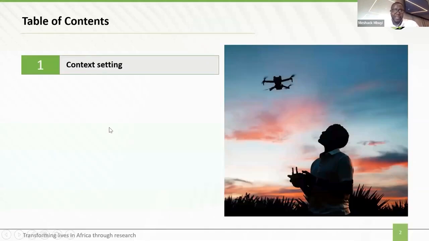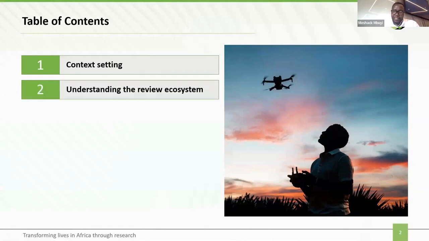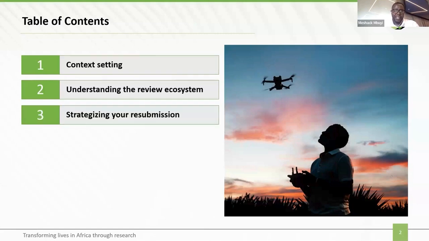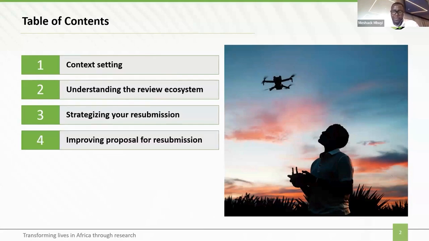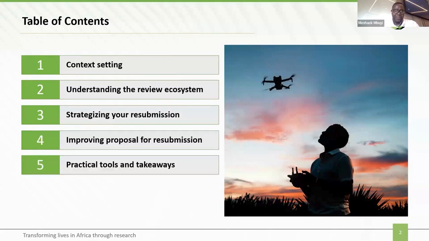So I'll start by quickly going through the table of contents. The first thing that we'll do will be to provide context. We'll also try to understand the review ecosystem of grant applications. Then we will look at how you strategize your resubmission. We will also look at how you improve your proposal for resubmission. We will also look at some practical tools and takeaways, and we will look at the final tips.